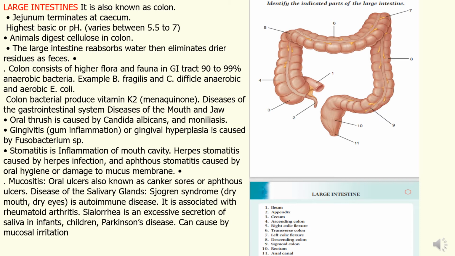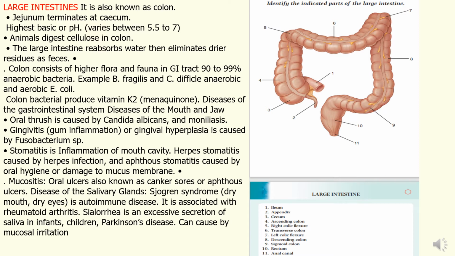Oral thrush is caused by Candida albicans, and is also called moniliasis. Gingivitis, that is gum inflammation, or gingival hyperplasia, is caused by Fusobacterium species. Stomatitis is inflammation of the mouth cavity. Herpes stomatitis is caused by herpes infection, and aphthous stomatitis is caused by poor oral hygiene or damage to the mucous membrane. Mucositis: oral ulcers are known as canker sores or aphthous ulcers.